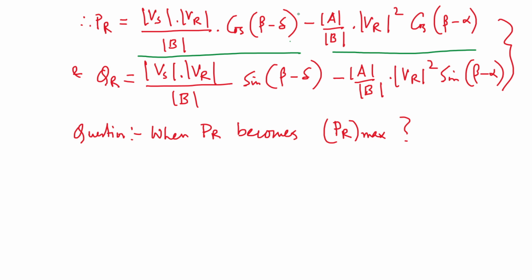Now if we somehow manage to increase this term, then this PR will increase. This first term, VS VR by B cos(beta minus delta), if you somehow manage to increase this term, PR will definitely increase and it will be maximized. So how can it be maximized? When will this value be maximum? The answer is when cos(beta minus delta) is 1.